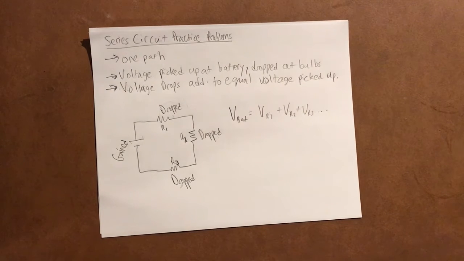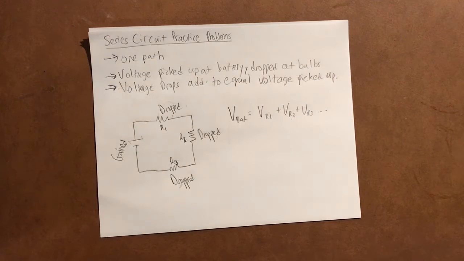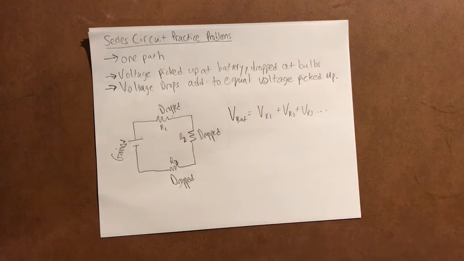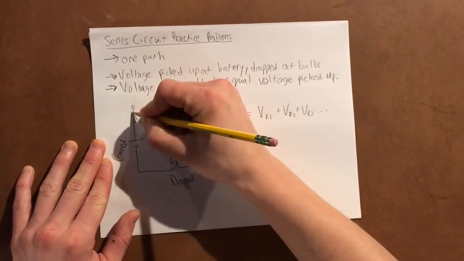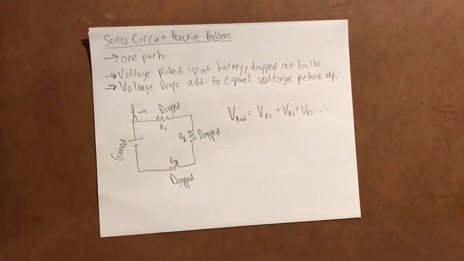Anyway, we're going to look at how we can calculate voltage in a series circuit, the voltage of a bulb and the voltage of a battery. Remember, in a series circuit there's only one path. So if you are an electron here, there's only one way to go around the circuit to get back to the battery. You have to go through all the bulbs, all right?